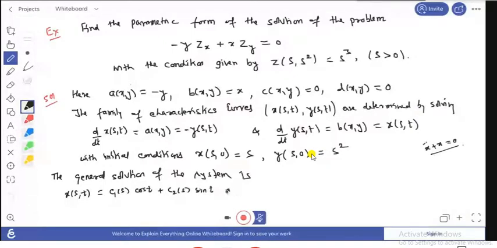And what is the other one? What is y of s, t? Similarly, if we put in here x of s, t, then y is minus the derivative of that.